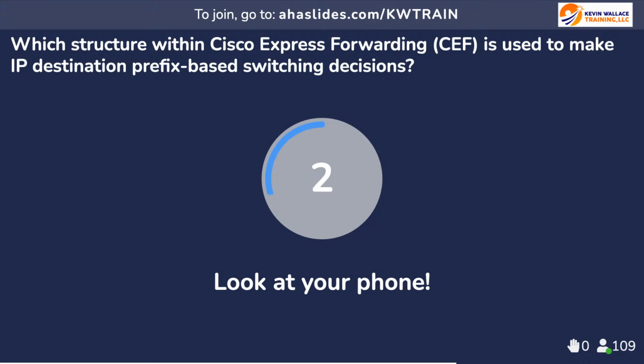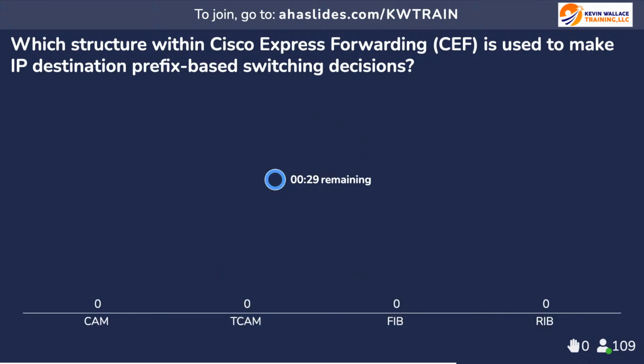Which structure within Ceph is used to make IP destination prefix-based switching decisions? CAM, TCAM, FIB, or RIB?